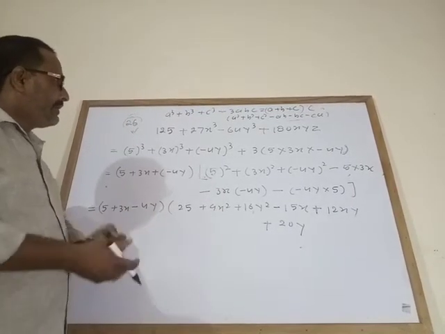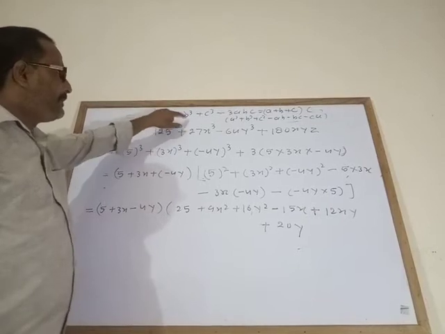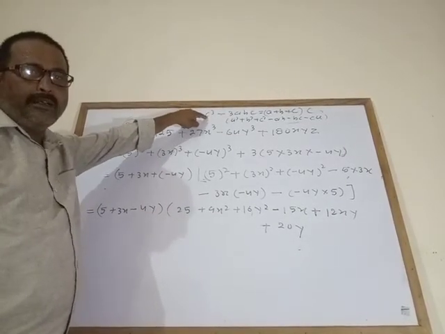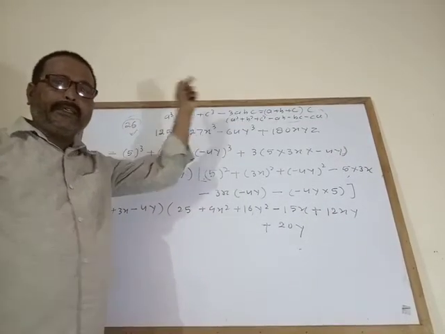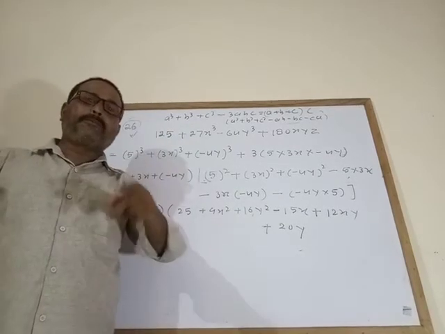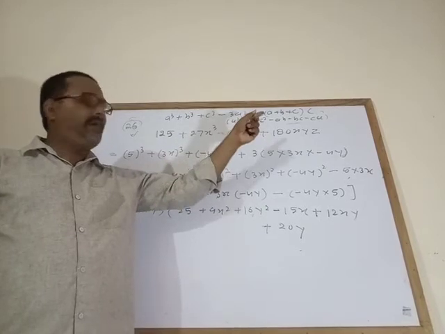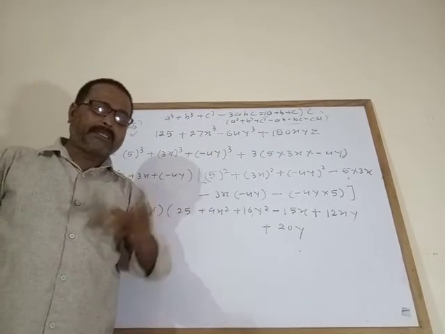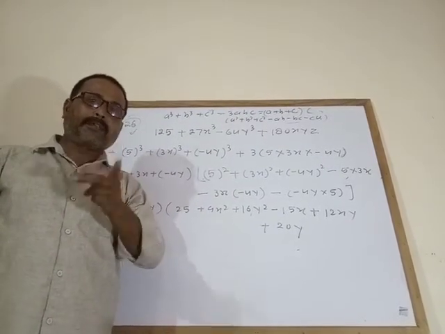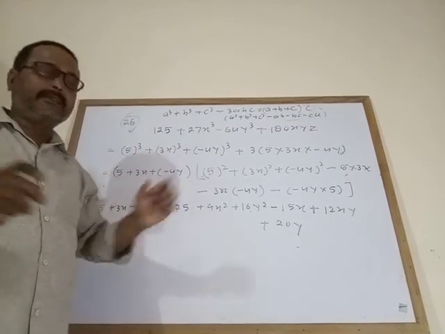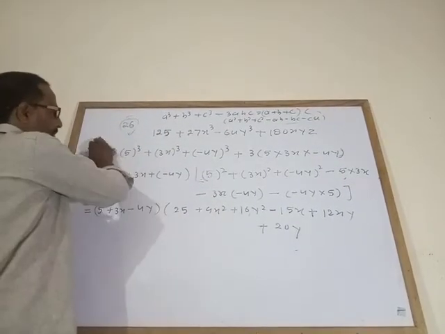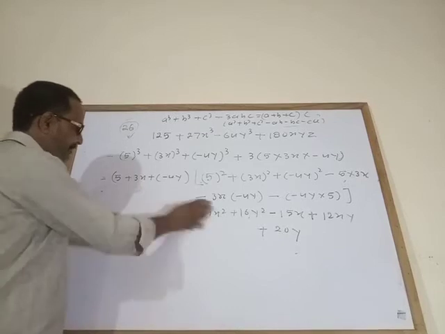The formula is a cube plus b cube plus c cube minus 3abc is equal to a plus b plus c in the other bracket a square plus b square plus c square minus ab minus bc minus ca. Remember the formula, otherwise you can't do any question of factorization. I am going to write this one.